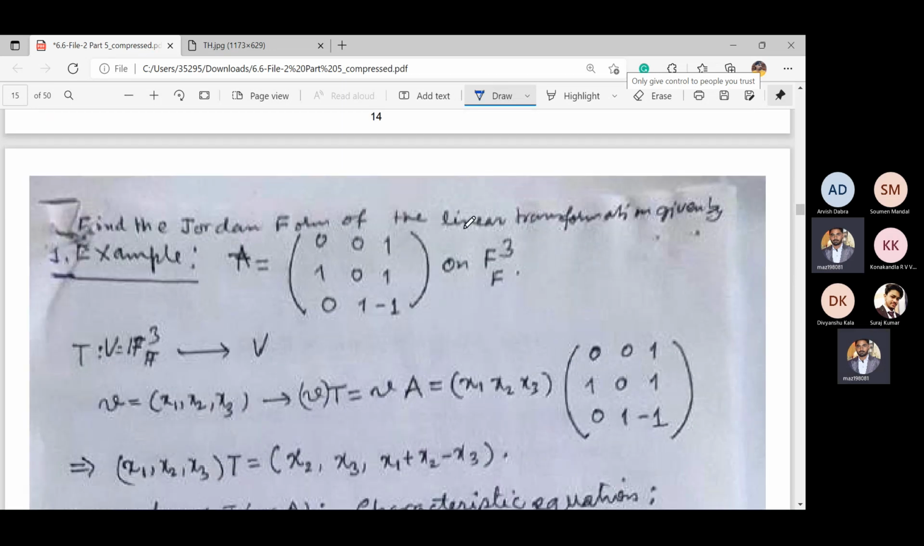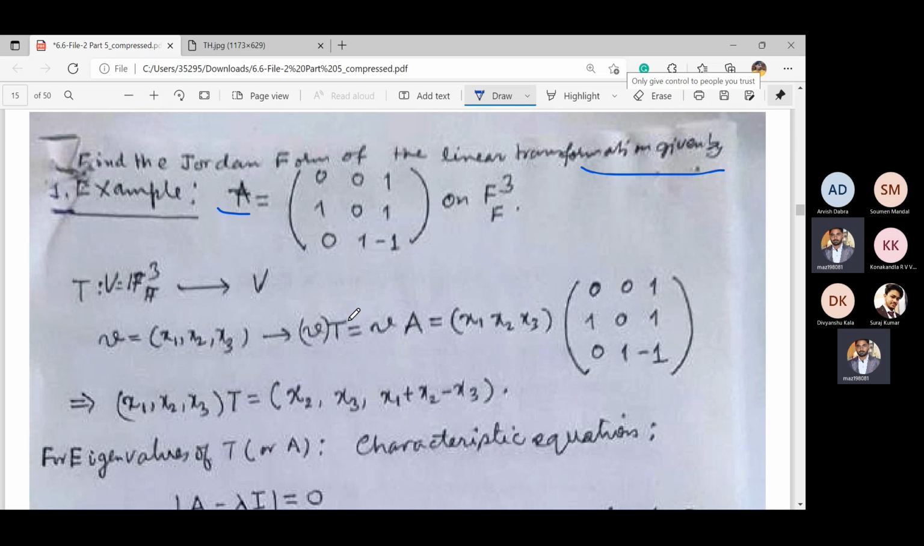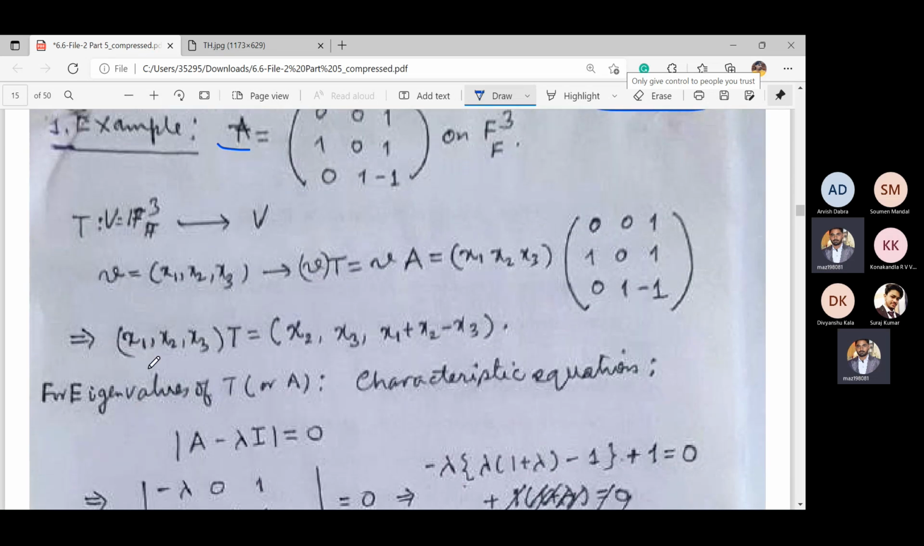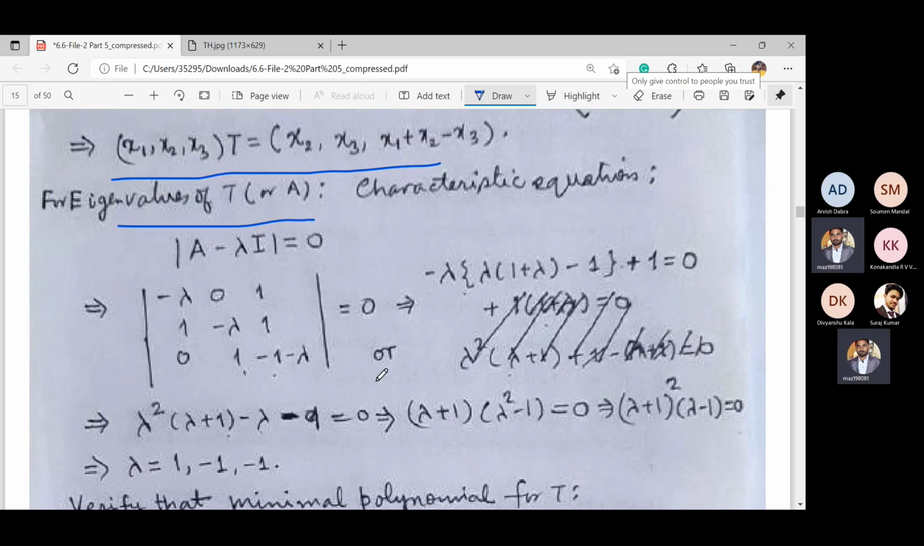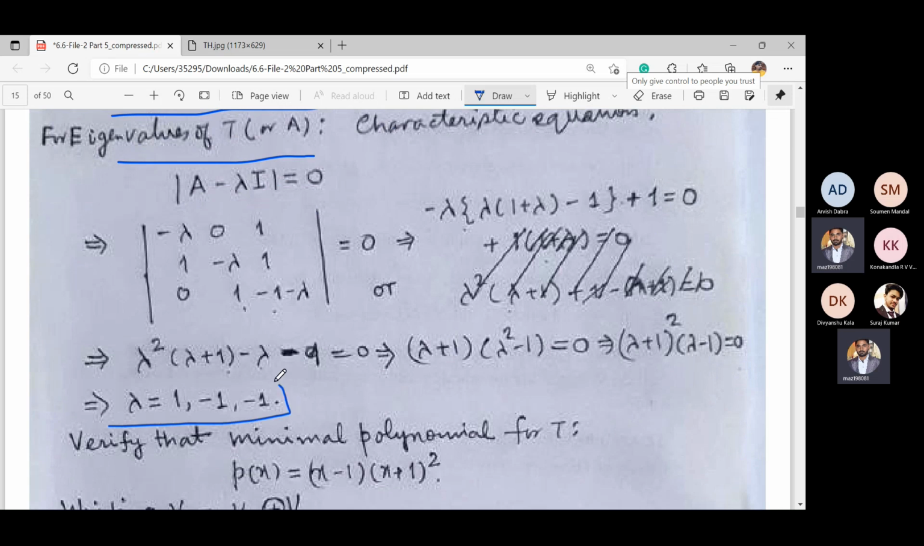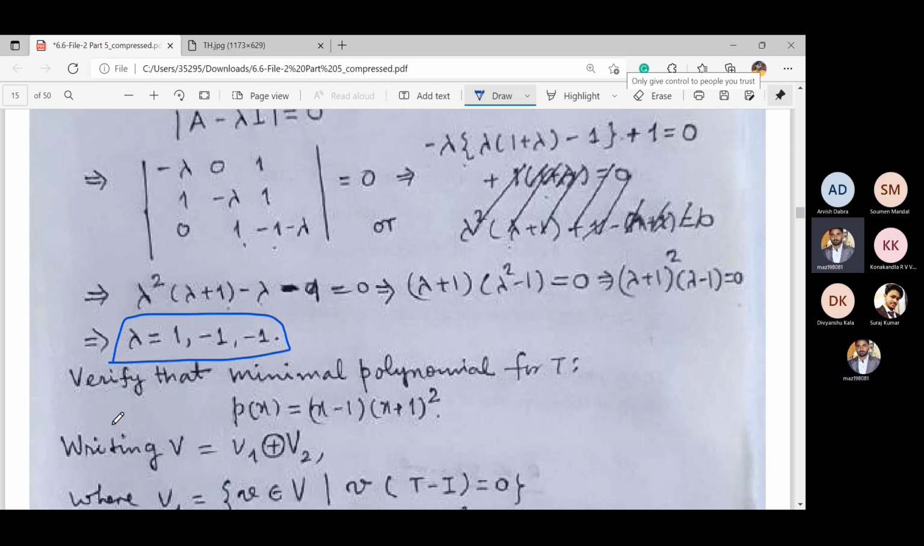Find the Jordan form of the linear transformation given by this. So A is a matrix. With respect to this, you have to find the linear transformation and then find the Jordan form. So let me just show. You can find up to here. This is the linear transformation you get. So you first find the eigenvalues of this. After calculating, you will get the eigenvalues. Now you can easily verify that this one is the minimal polynomial.